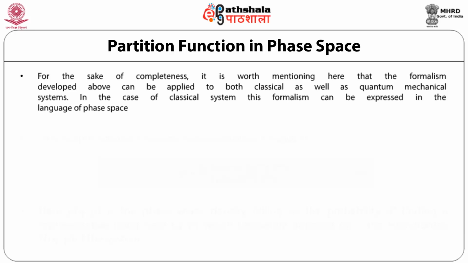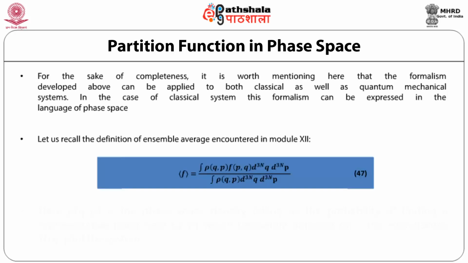In the case of classical systems, this formalism can be expressed in the language of phase space. Let us recall the definition of ensemble average encountered in the module earlier. That is, the ensemble average of the physical quantity f is equal to the integral over ρ(q,p), that is the statistical distribution function, multiplied by the physical quantity f as a function of p and q, integrated over d³q and d³p, divided by the integral of the statistical distribution function ρ(q,p) over d³q, d³p.